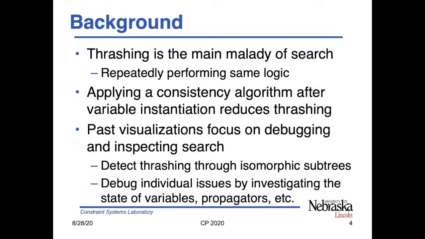Past visualizations have focused on debugging and inspecting search. Such notable works have detected thrashing by identifying isomorphic subtrees and by debugging individual issues in the search process by inspecting the state of variables, propagators, etc.